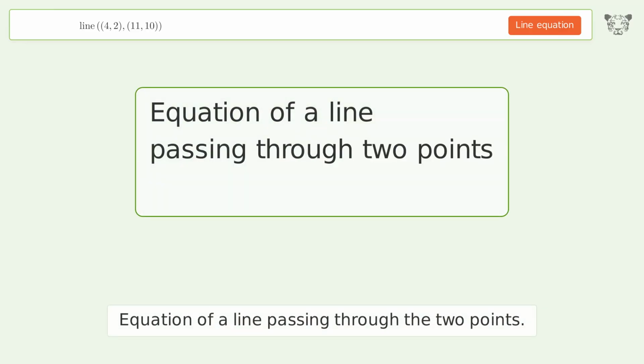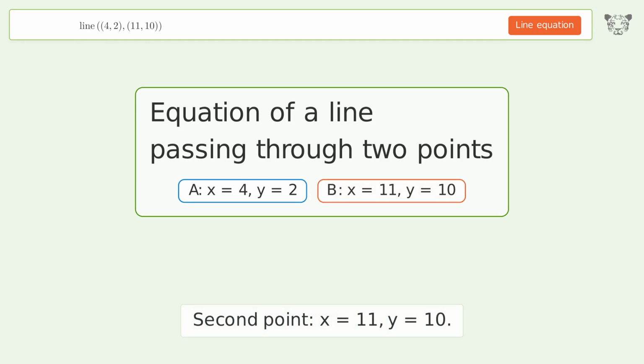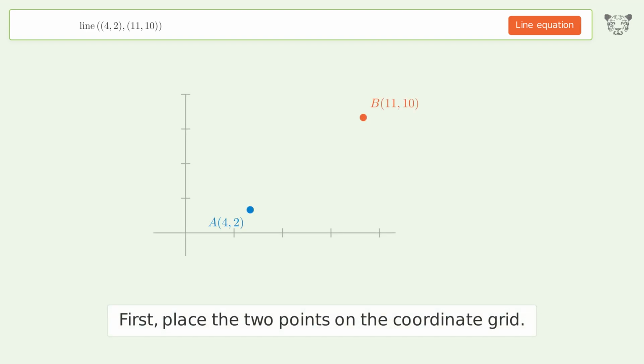Equation of a line passing through 2 points. The first point has x equals 4, and y equals 2. The second point has x equals 11, and y equals 10. First, place the 2 points on the coordinate grid.